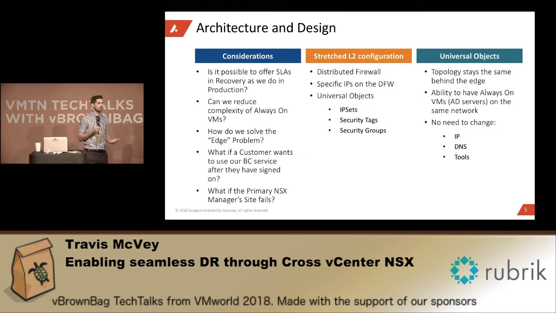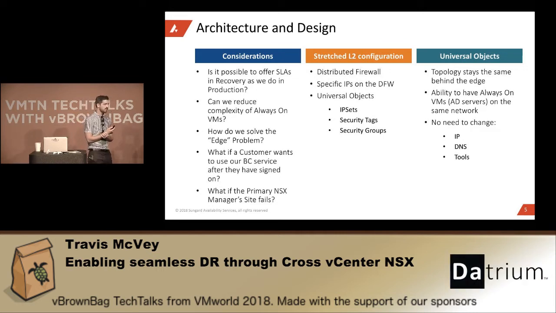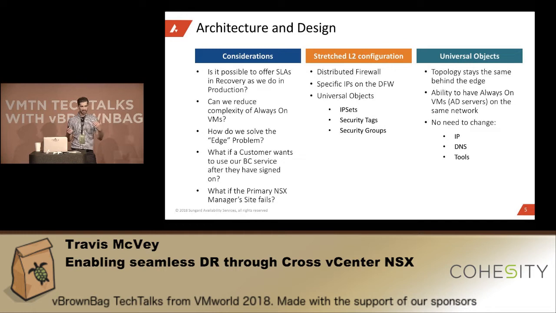Can we reduce some complexities of our DR environment, right, with the always-on VM? And I'll have a whole diagram explaining the always-on VM. And then can we truly offer the same SLAs in recovery as we do production? Same uptime, same user experience. And that's a really big thing for us. And then the big one, how do we solve the edge problem? Because as I've said, everything below the edge, how do I solve that? Now, those are some of the caveats.